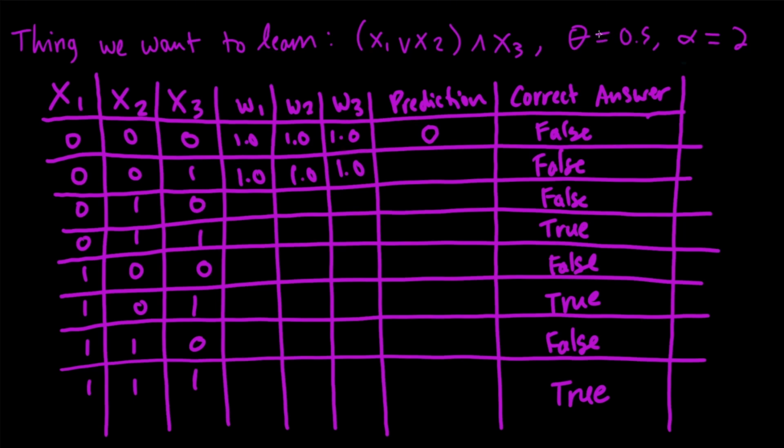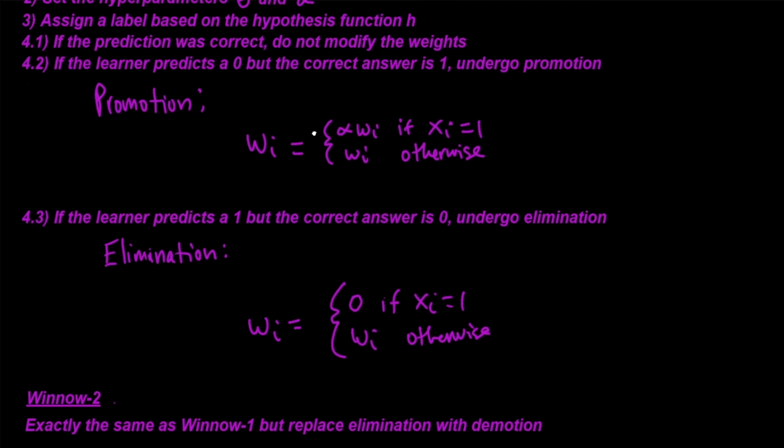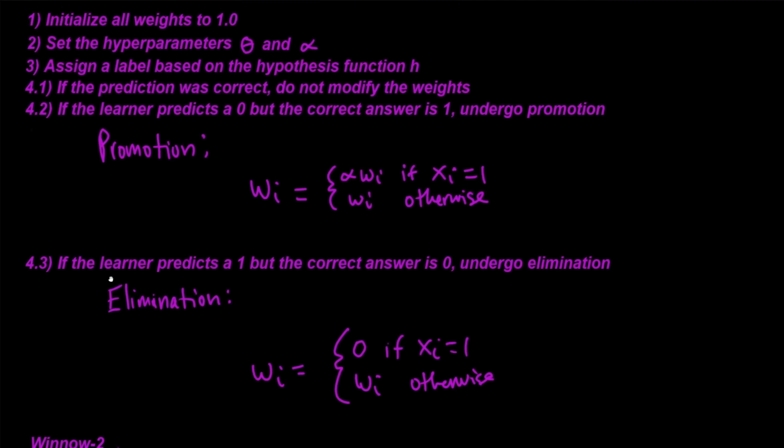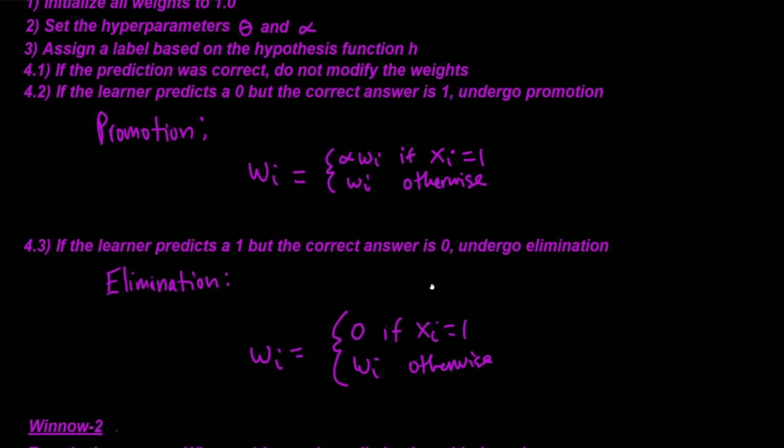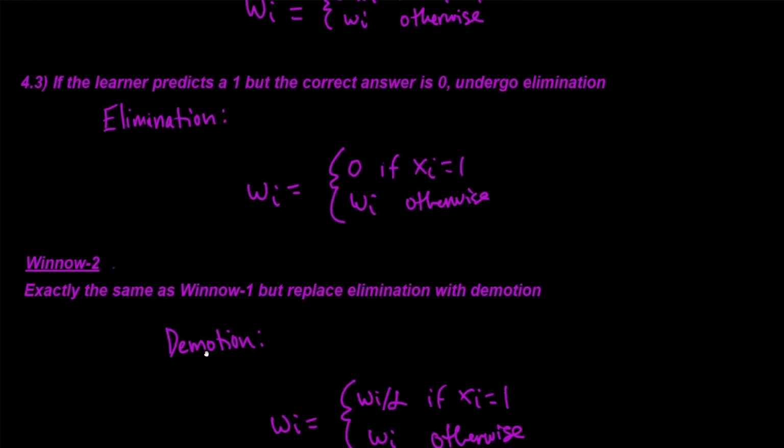1 is greater than theta, so we're going to predict a label of 1. And remember that 1 corresponds to a truth value of true. So in this case, we predicted a 1, but the correct answer was false or 0, so we predicted incorrectly. And if we go back to the Winnow algorithm, let's figure out which case this is. Well, we predicted a 1, but the correct answer is 0. So we need to undergo elimination, or I guess rather, since we're doing Winnow-2, we need to undergo demotion.